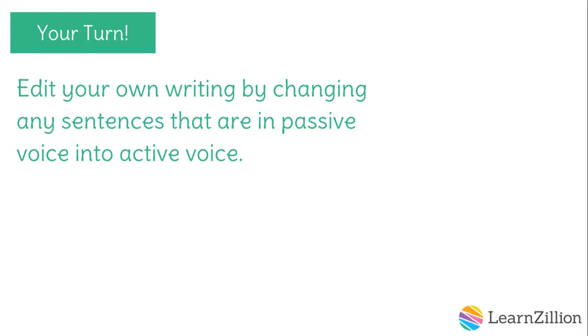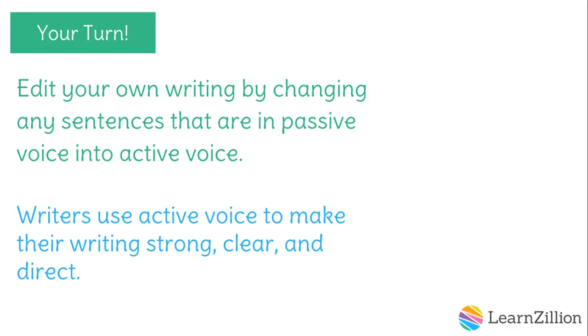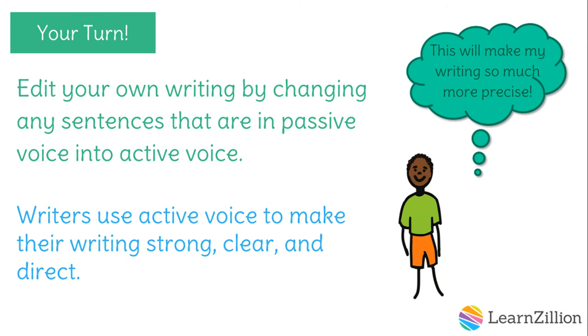Now look at your own writing and change any sentences that are written in passive voice into active voice. Now you know that writers use active voice to make their writing strong, clear, and direct. This will make our writing much more precise.